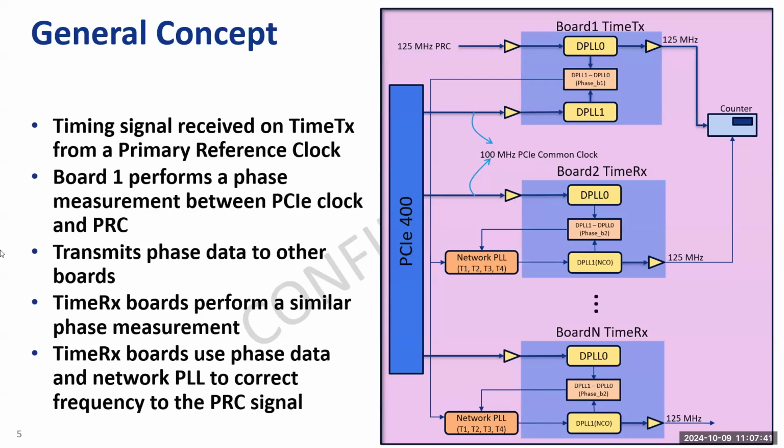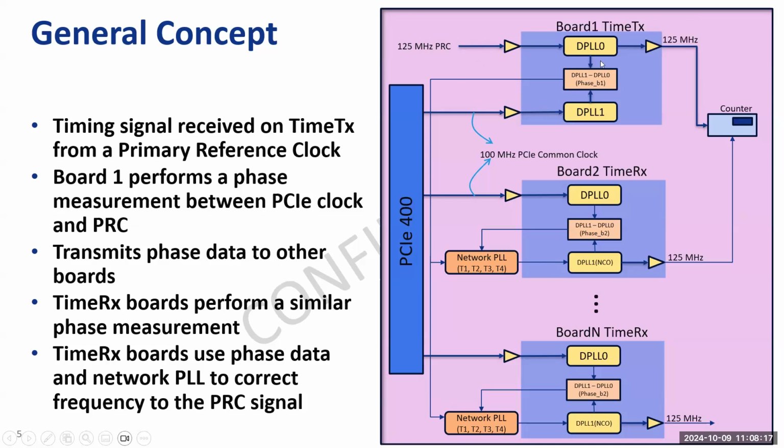So the general concept behind this project is that we would have an input source up at the top from a primary reference clock or source. This could be a sync-E signal that is coming in from a PHY, or this could be a frequency signal from a GPS. And the idea would be to provide frequency synchronization to all of the other cards using only one card as the time transmitter, and the rest of them would just be followers.